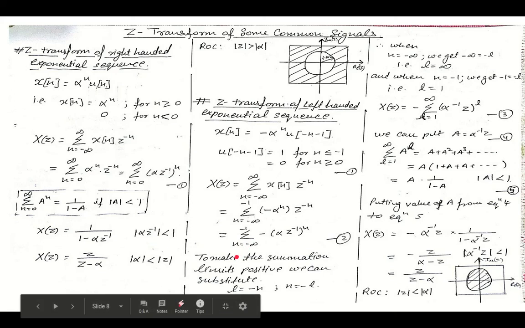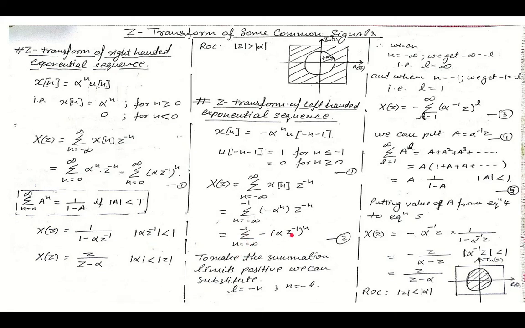So my summation will change from n equal to minus infinity to minus 1 of minus x minus alpha z to the power minus 1 to the power n, to minus the sum over L equal to 1 to infinity of alpha to the power minus 1 z to the power L. Now it will be easy for us to calculate the Z transform or to find the summation.